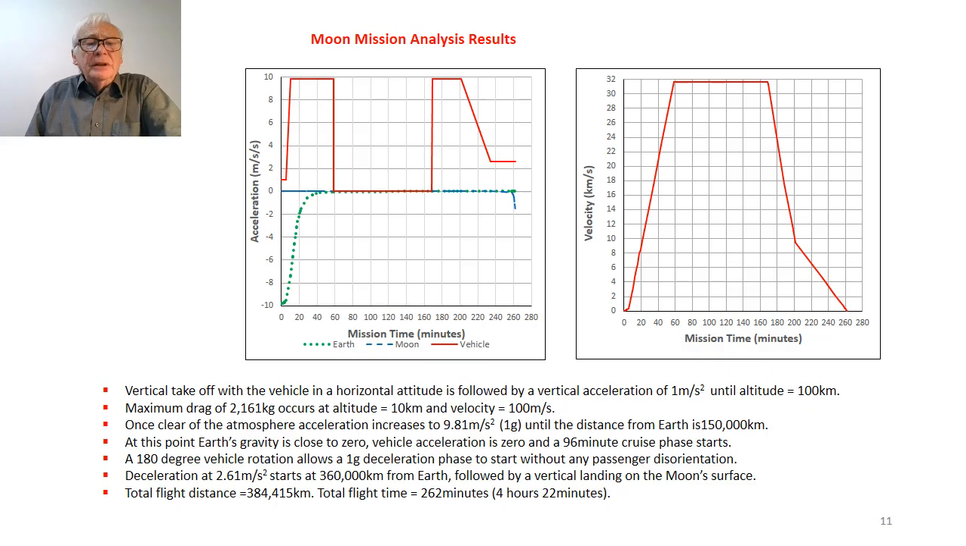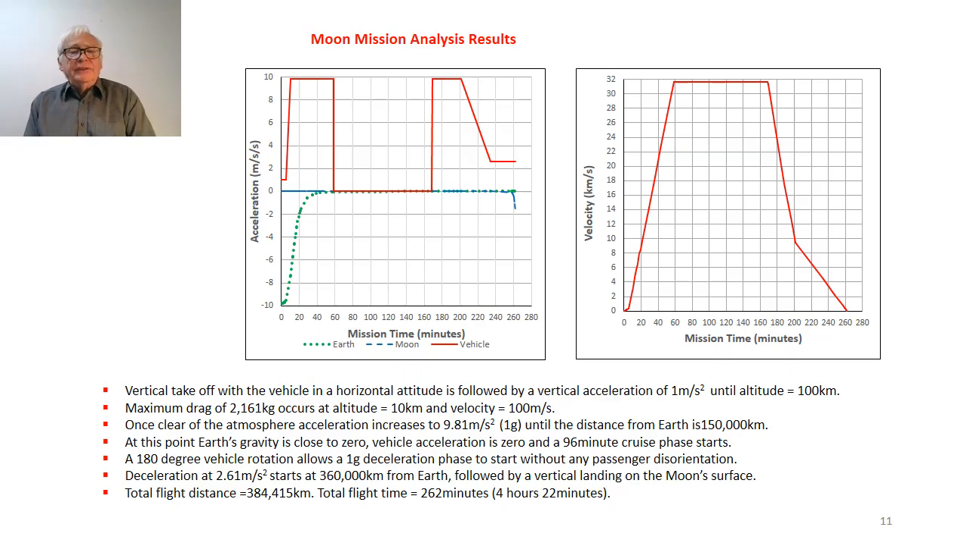And you can see that initially, with a vertical takeoff, with the vehicle in a horizontal attitude, the acceleration is very low, around 1 meter per second squared, until we get to an altitude of 100 kilometers. Now this again is to minimize air drag, and we actually get a maximum drag force of 2,161 kilograms occurring at an altitude of 10 kilometers and a velocity of 100 meters per second.